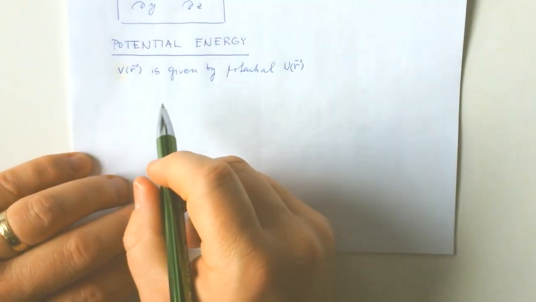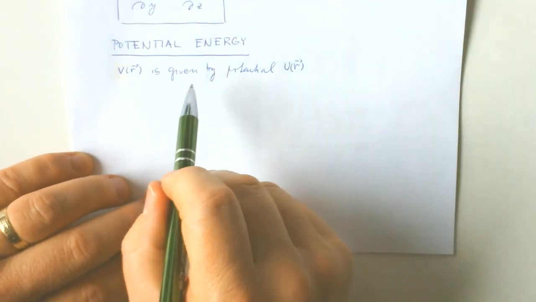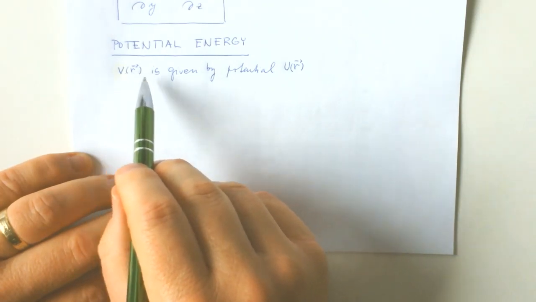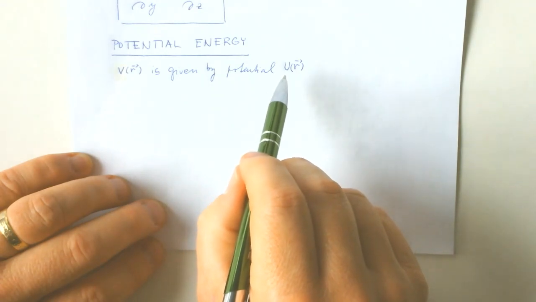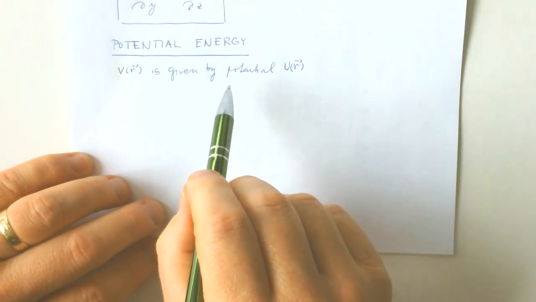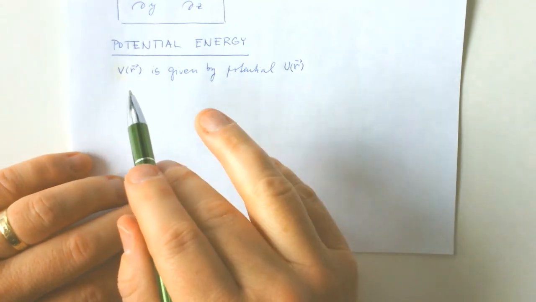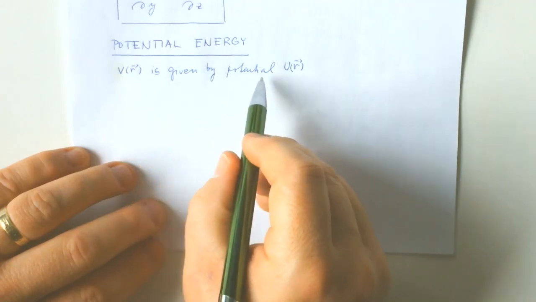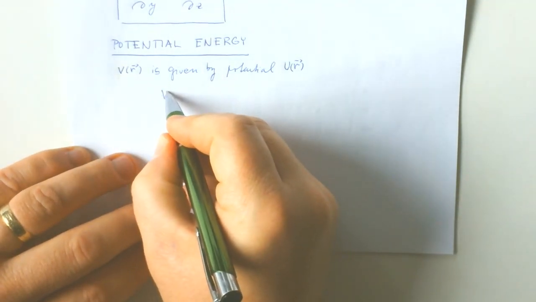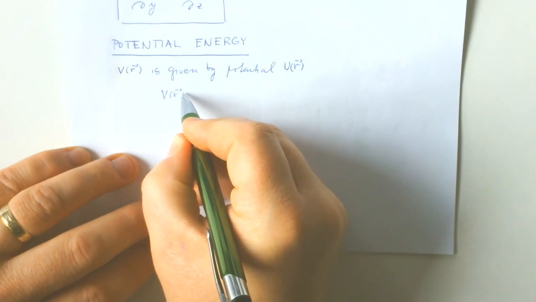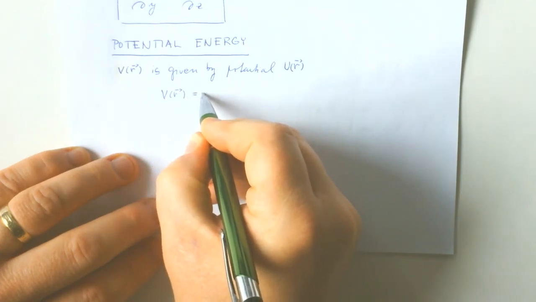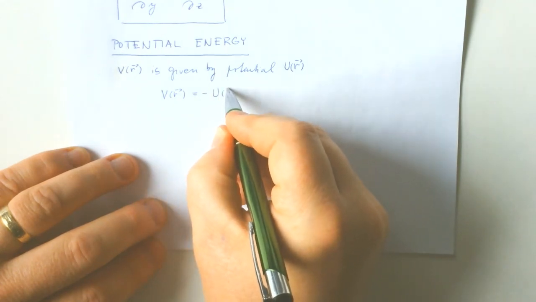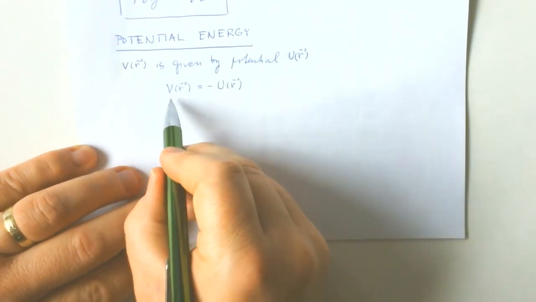Now let's define potential energy. Let's accept the idea that potential energy V is given by potential U. It's a definition. Somebody figured this out, so we need to accept it now. And how it is given: potential energy is a negative, I mean negative is a minus here, of potential. So this is a very simple definition.